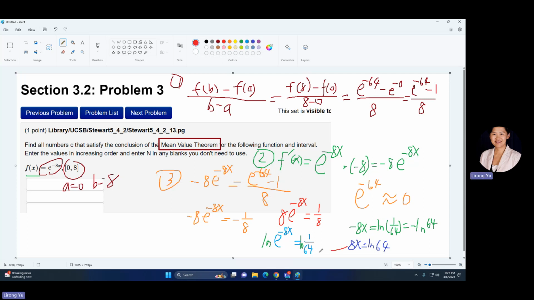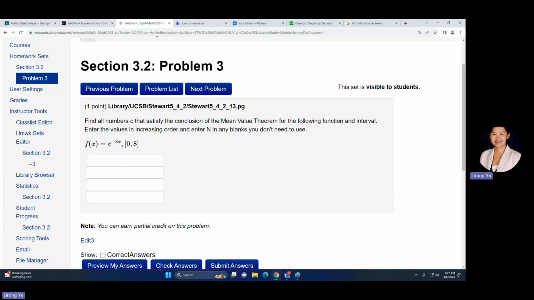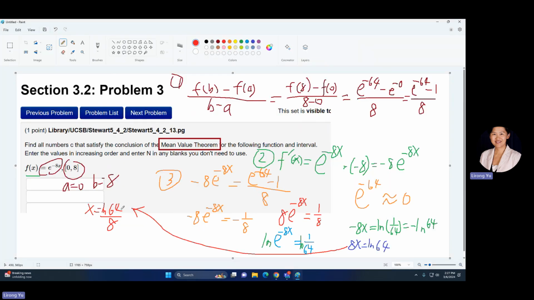Solve this further: you divide both sides by 8. I'm running out of space, so let's move it over here. So x is equal to ln of 64 divided by 8. Right, it's all algebra. So the answer is ln of 64 divided by 8. The denominator is 8, but it doesn't cancel the 64. The 64 is locked in by the ln, and it doesn't cancel out.